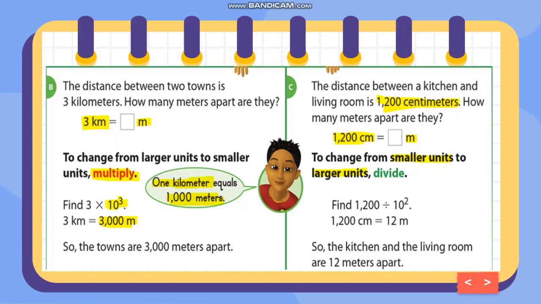So if you're going to change the smaller units to larger units, what you are going to do is divide. Like for example, find 1,200 divided by 10 squared. So 1,200 centimeter, if you're going to divide by 10 squared, which is 100, the answer is 12 meter. So the kitchen and living room are 12 meters apart.